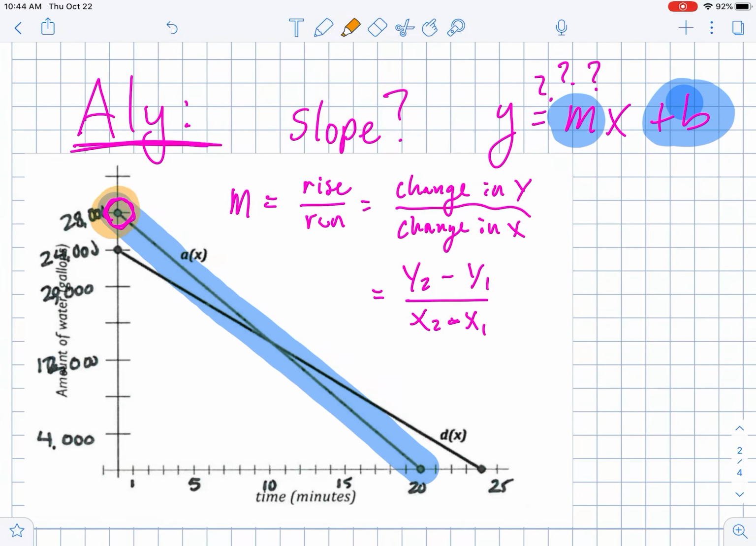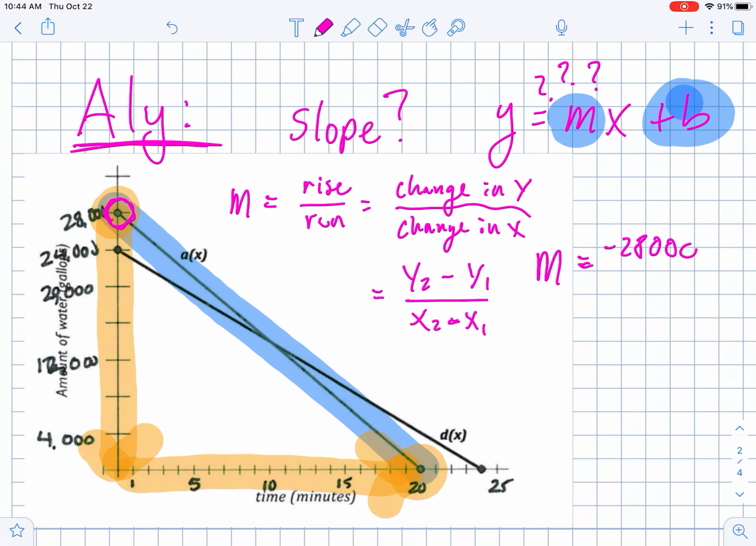So if we take a highlighter and look at how far it is from this point to this point, what changes in terms of the y and what changes in terms of the x. First you look at how far up or down it goes. From 28,000 down to 0, that's 28,000, and then it's going to go over 20. So the slope for her equation is negative 28,000 over 20.